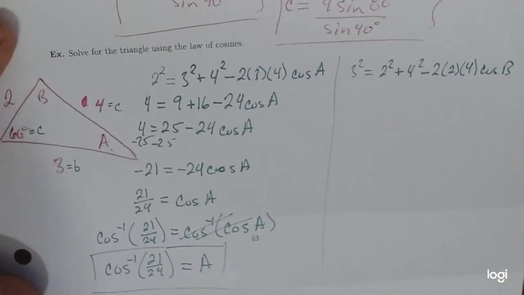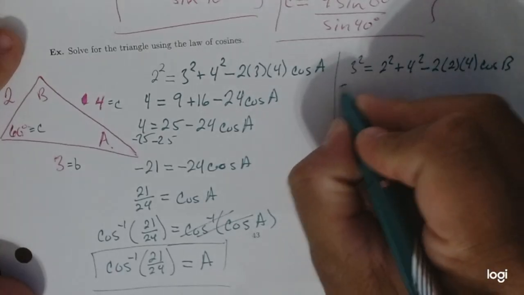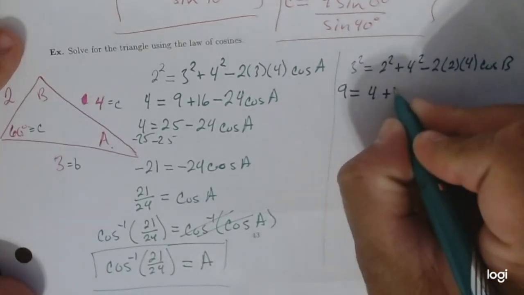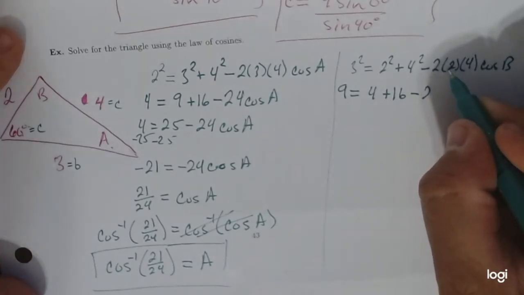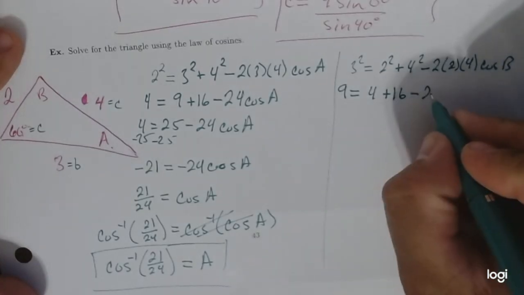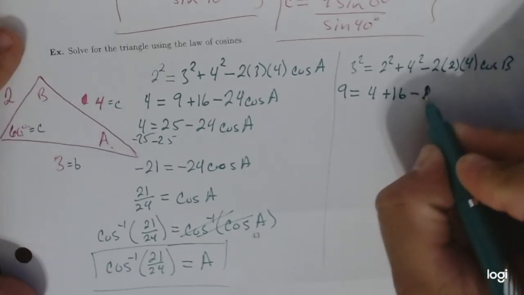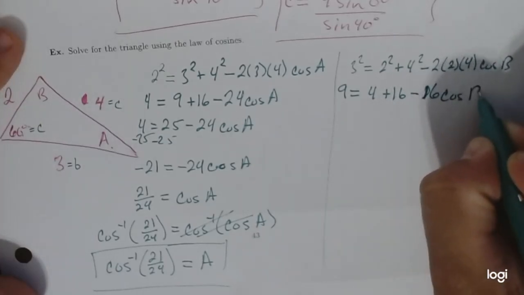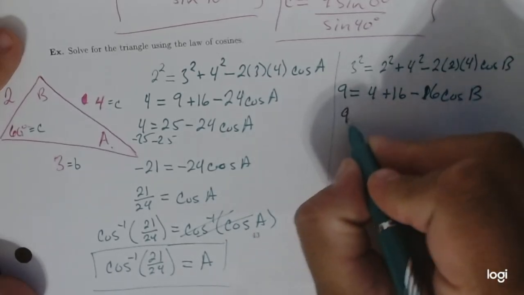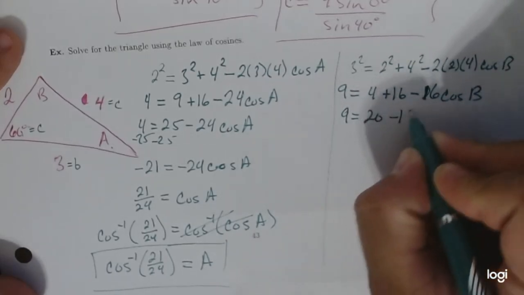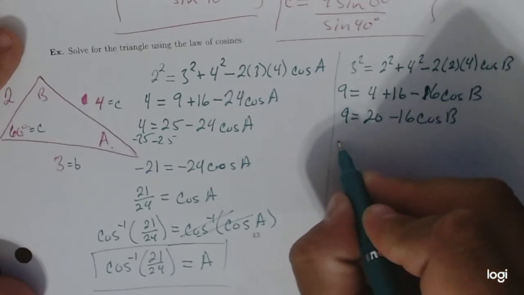Well, it's very similar, right? Just numbers change here and there, but it's going to be the same exact work when it comes to it. So it's going to be 9, 4, 16, and this is going to be 2 times 2 is 4, times 4 is 16. Adding together, this is going to be 20. Subtract the 20 over, so that gives you negative 11.